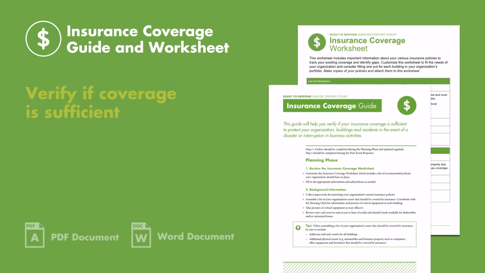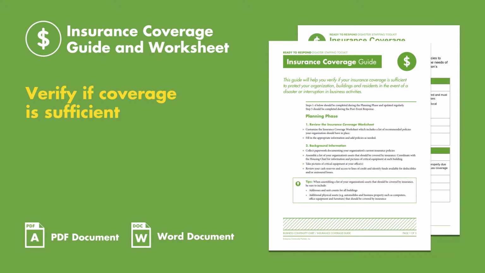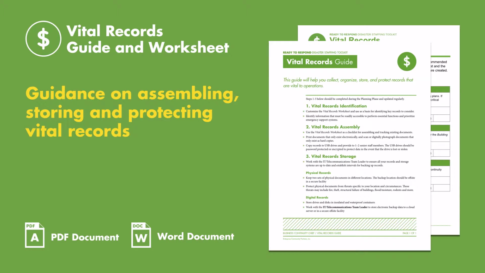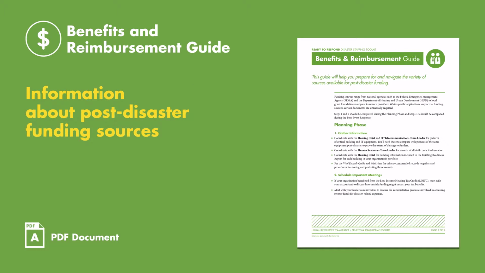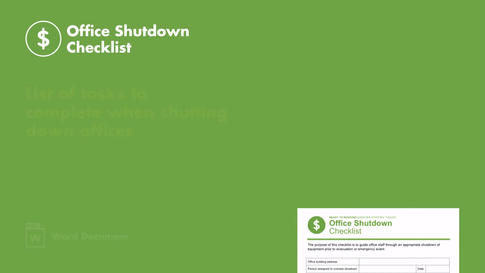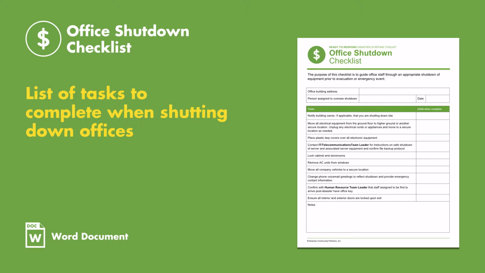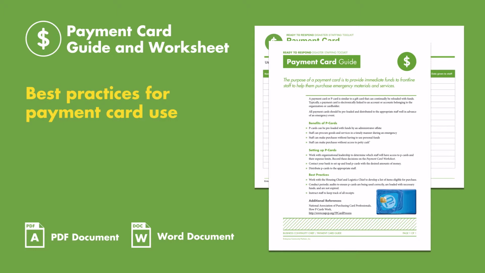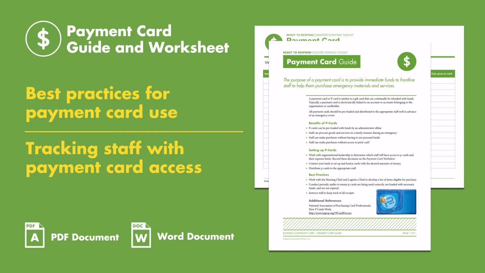The Insurance Coverage Guide and Worksheet help determine if insurance coverage is sufficient to protect the organization, its buildings, and residents in the event of a disaster. The Vital Records Guide and Worksheet, which guide in assembling, storing, and protecting vital records. The Benefits and Reimbursement Guide, providing information about sources for funding after a disaster. The Office Shutdown Checklist, including tasks to complete when shutting down offices. And the Payment Card Guide and Worksheet, with guidelines on using payment cards for disaster-related purchases and tracking staff members with access to payment cards.